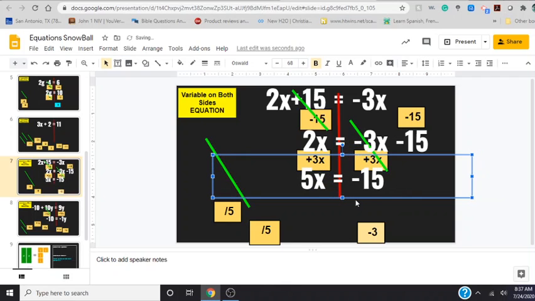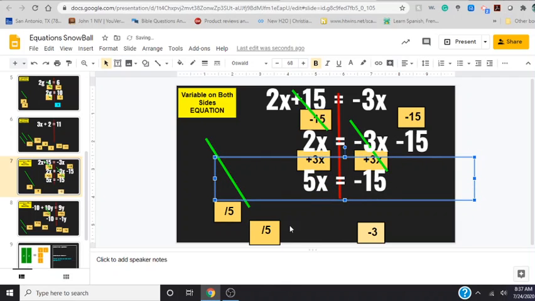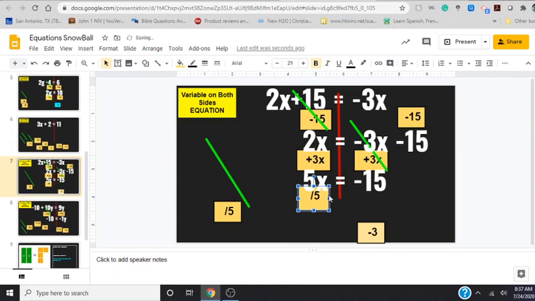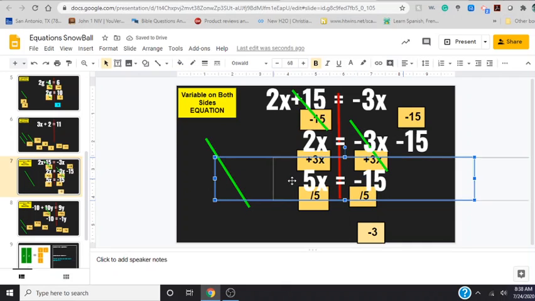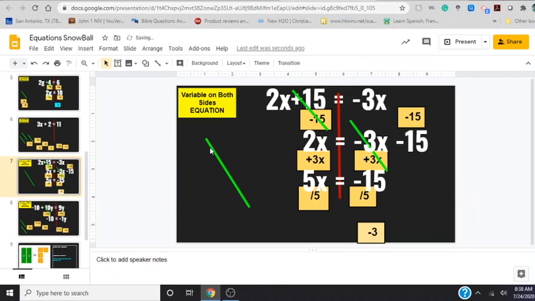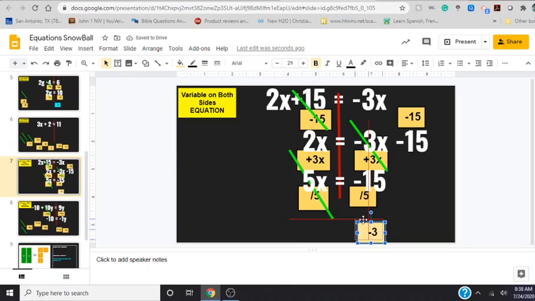Alrighty, we almost have this x by itself, but it still ain't by itself. So now I'm going to have to divide by 5 on both sides. Because what I do to one side, I do to the other. This will cancel out, and I'll be left with negative 15 divided by 5. Negative 15 divided by 5 is negative 3. Boom, chakalaka. Yeah, that's it.